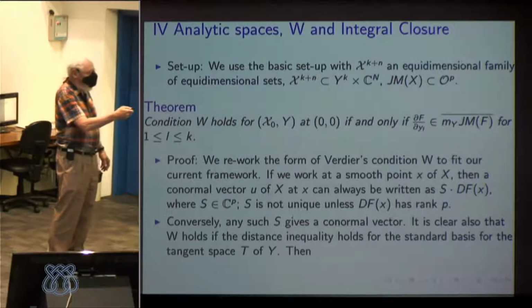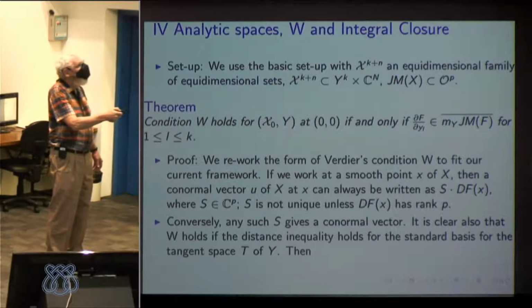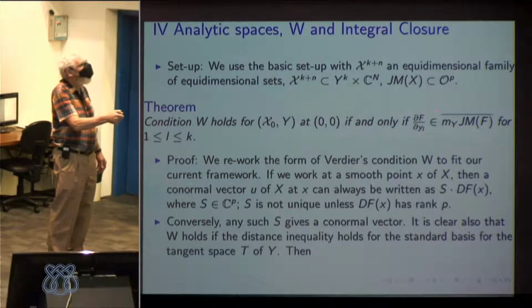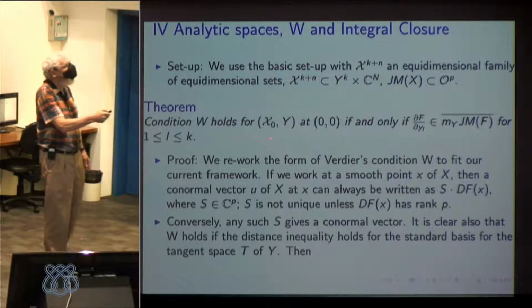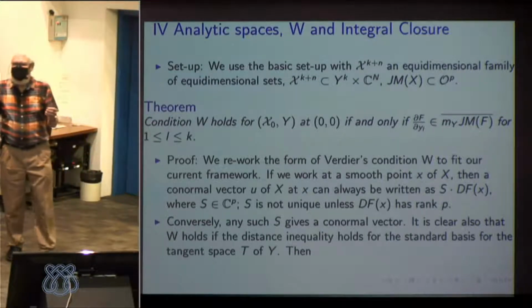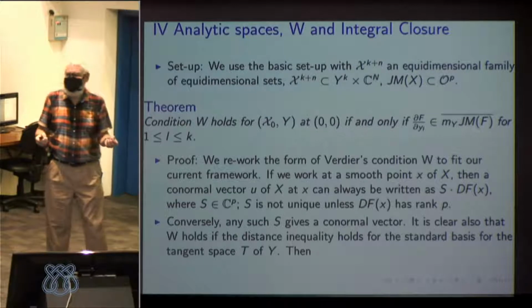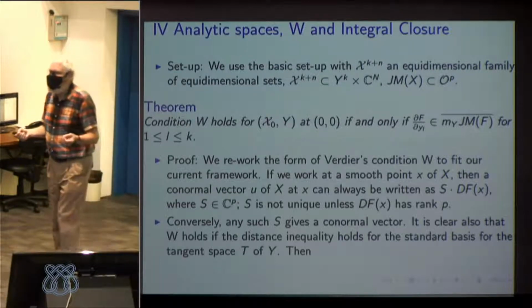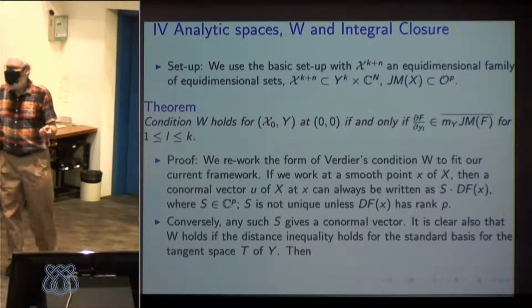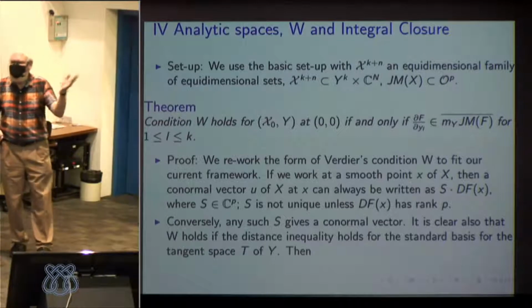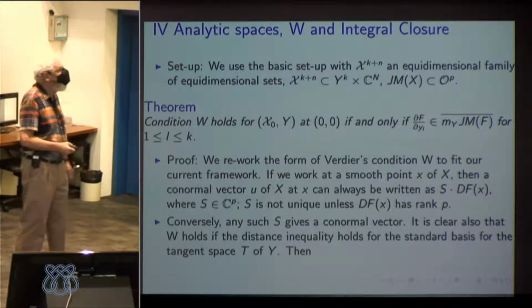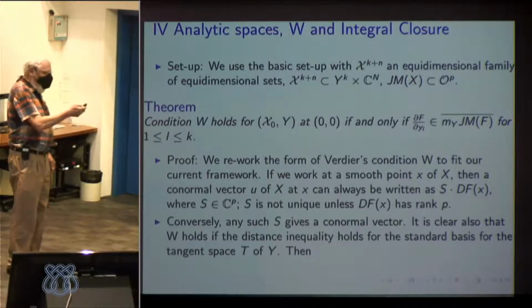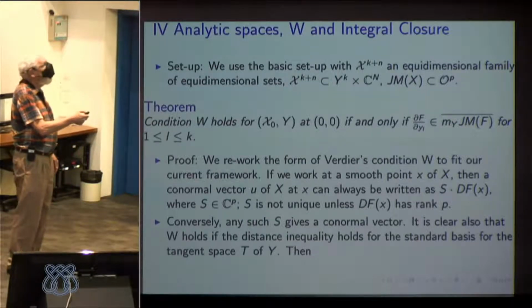this first part of the talk. Namely, if we have the partial of f with respect to y containing the integral closure of my jmf, then we have w. So we get a result which is completely analogous to the one that worked for hypersurfaces. But this holds in general for all spaces which are families of equidimensional sets. Okay, so what is the idea?